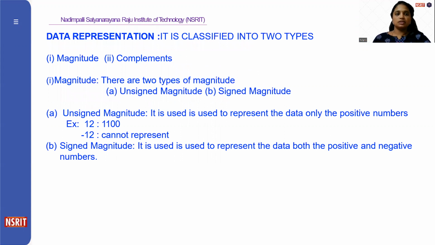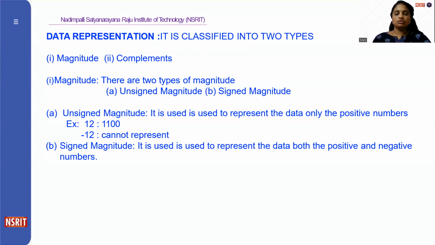First of all, what is data representation? We can represent data in the form of magnitude and in the form of complements. So data representation can be classified into two types: one is magnitude, the other one is complements. We already learned about the complements form. In this session we learn how to represent a number in magnitude form. There are two types of magnitude: unsigned magnitude and signed magnitude.